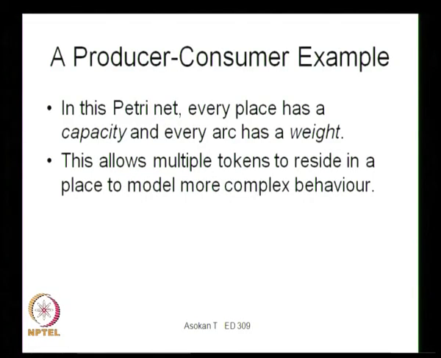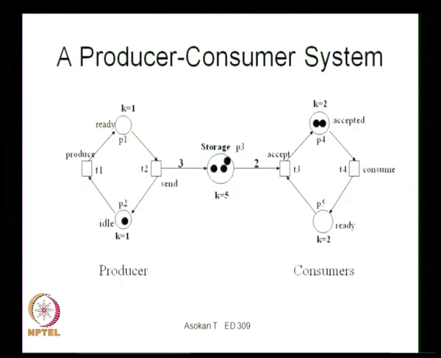So as you can see here in this Petri net, every place has a capacity and every arc has a weight. So we have a capacity as well as a weight for the arc, and this allows multiple tokens to reside in a place to model more complex behavior of the system. As you saw in the previous one, there were multiple tokens in the picture. You can see these are the multiple tokens in the storage space. You can have up to 5 tokens, that actually represents the capacity of that particular place. So this can go to a maximum of 5, and then we have to remove a few tokens before we actually fill this with another token.